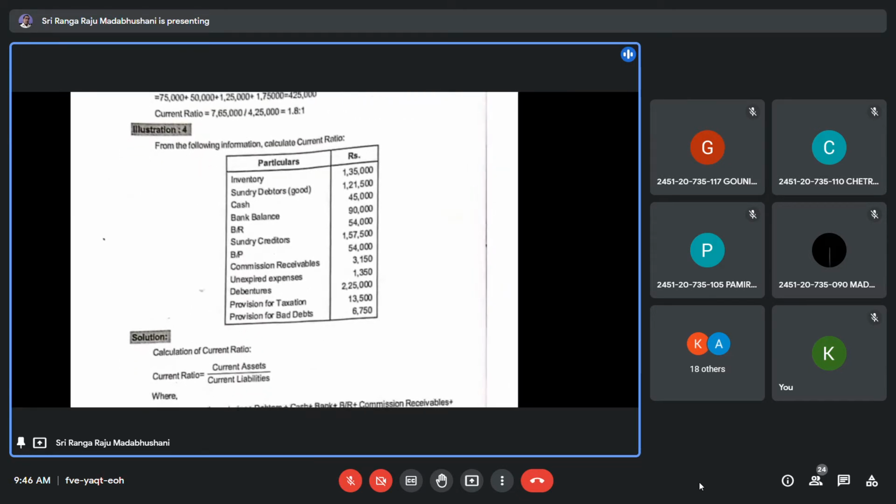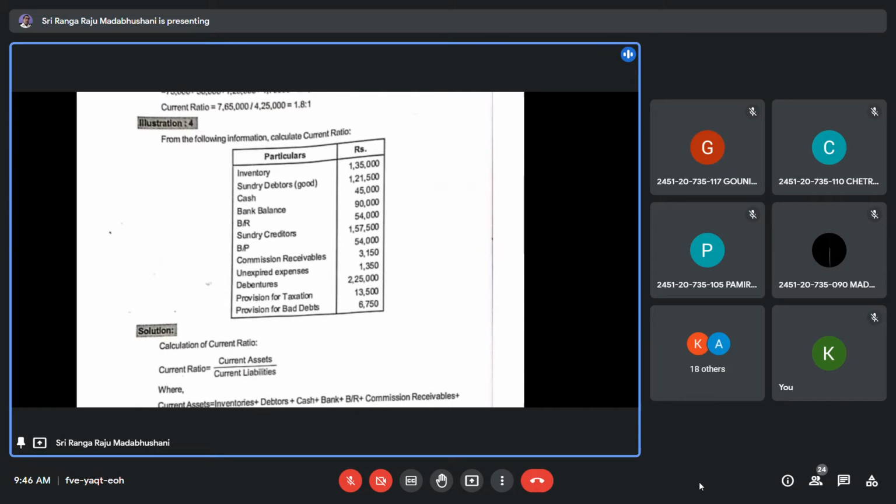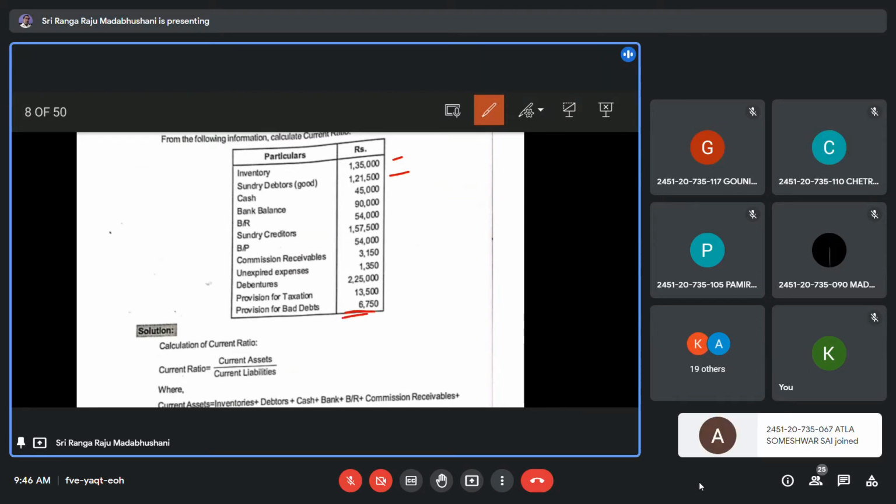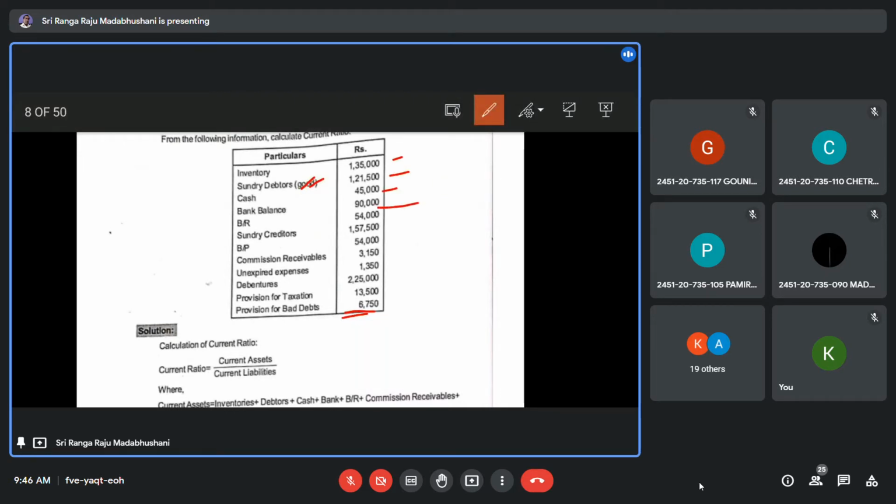From the following information, calculate current ratio. Inventories, current asset. Sundry debtors, see good, here it is given. And here the provision for bad debts is given. We should not subtract. If this good is not there, then you have to subtract. Cash, current asset. Bank balance, current asset. Bills receivable, current asset. Sundry creditors, current liability.